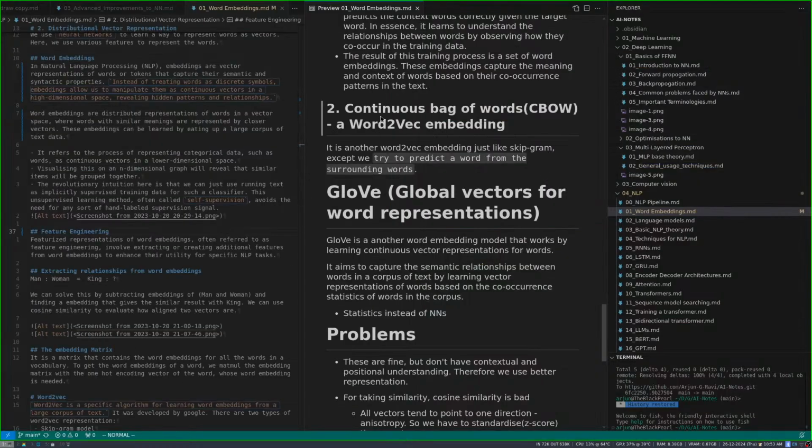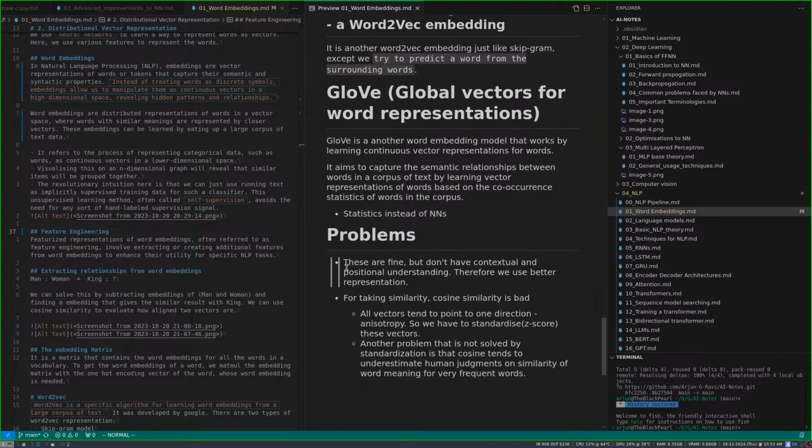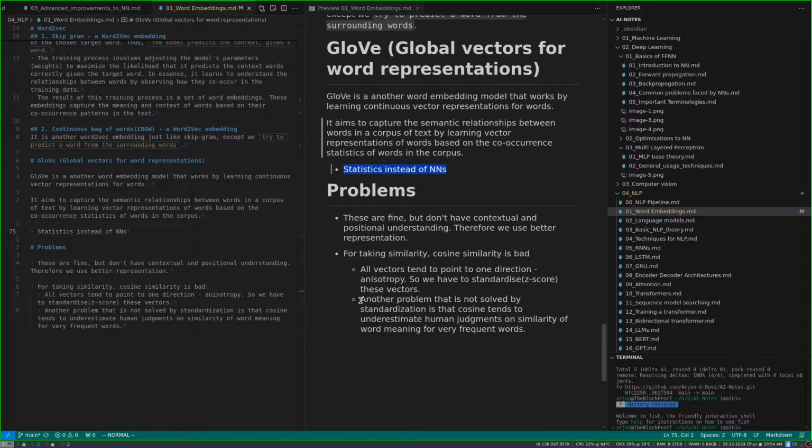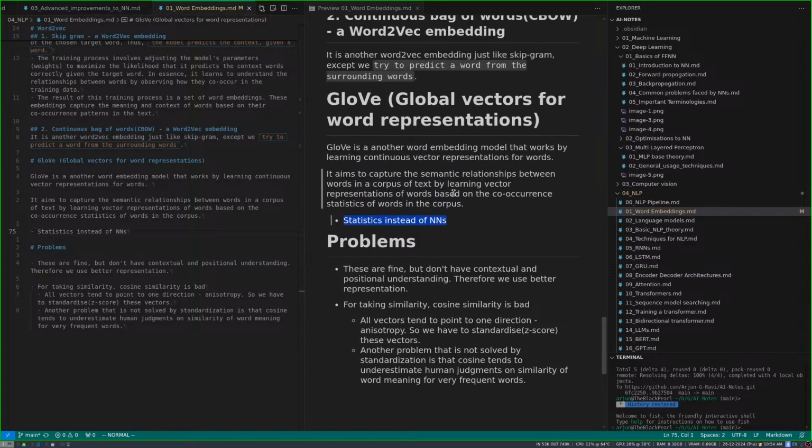Okay. Continuous bag of words. GloVe is a global vector word embedding model that works by learning continuous vector representations for words, capturing semantic relationships using statistics instead of neural networks. Okay. GloVe is statistical based.